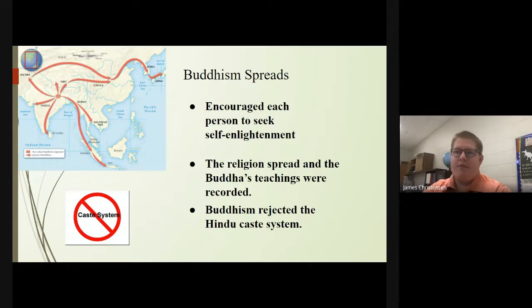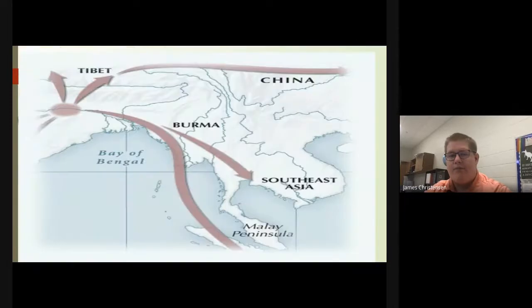So Buddhism did begin to spread a lot. It encouraged each person to seek self-enlightenment in their own way, shape, or form. This religion spread, and the Buddhist teachings were recorded on paper and shared around the world. The Buddhists also rejected the Hindu caste system because they believed that that limited people and what they were able to do. They believed that everybody had the ability to achieve a higher level of enlightenment, regardless of what part of society they were born into.